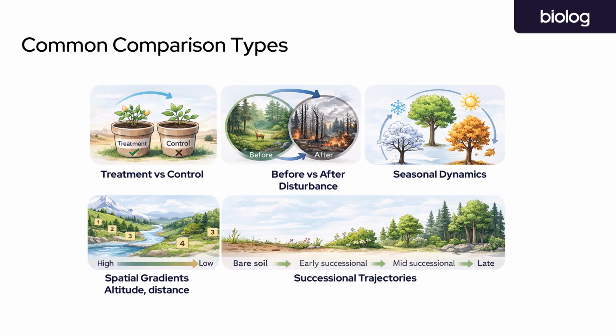And lastly, you can do a successional trajectory where you're studying an ecosystem, for example, soil, and you know there's like a repeatable successional trajectory of the species around this ecosystem, but you also want to measure the metabolic activity and the communities that are there. So these are very common comparison types that we see.